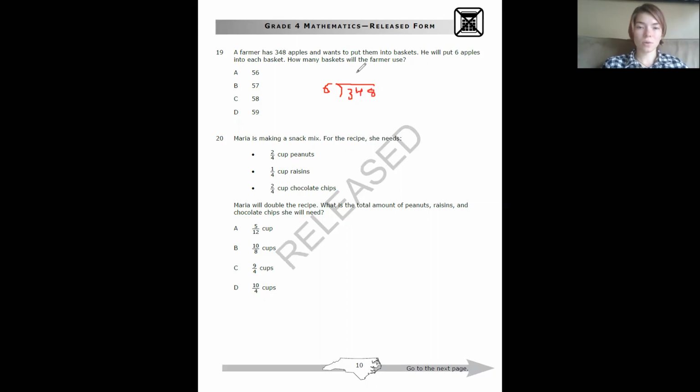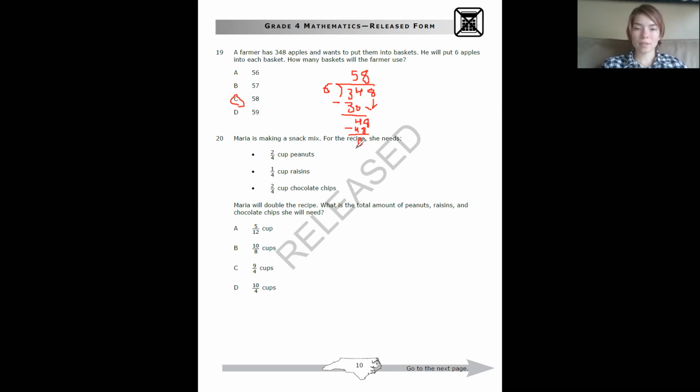Six goes into 34 5 times. 5 times 6 is 30. 34 minus 30 is 4. Bring down this 8. 6 goes into 48 8 times. 8 times 6 is 48. Subtract that and we get 0. So 6 goes into 348 58 times. So our answer is C, 58.